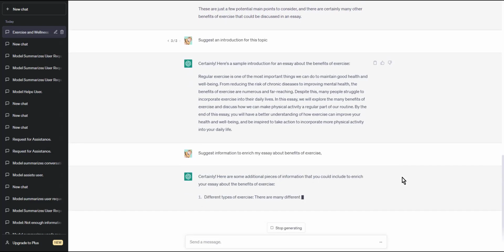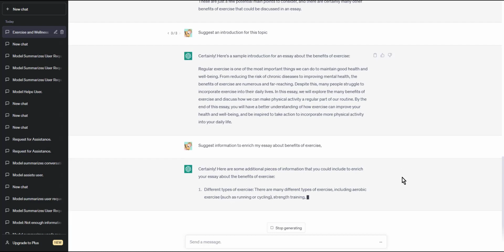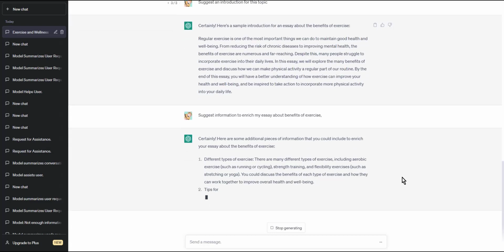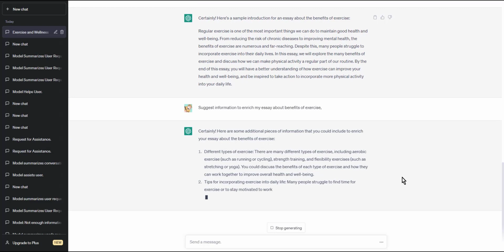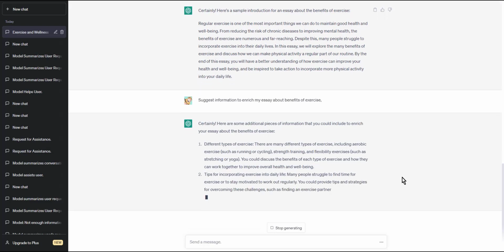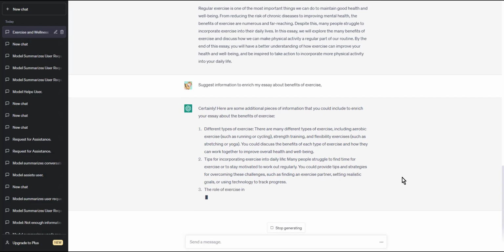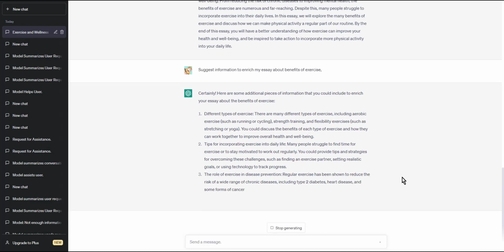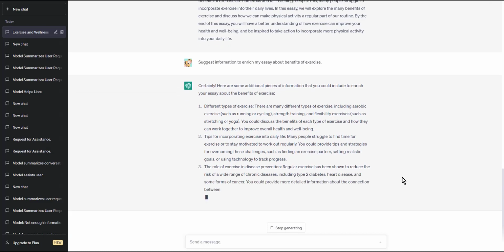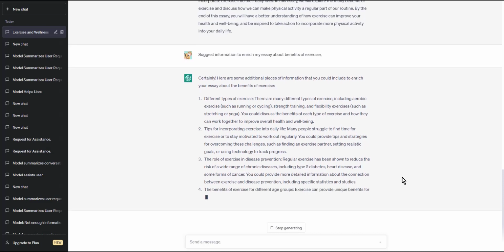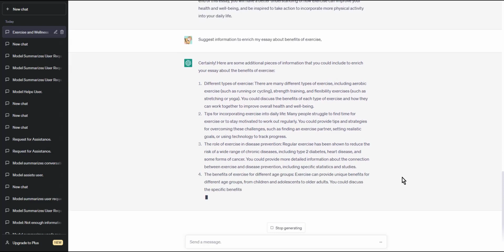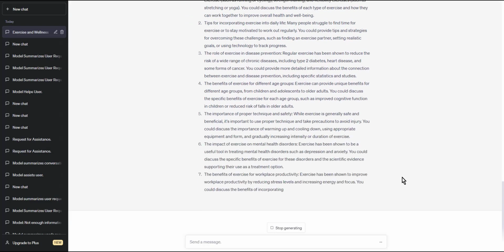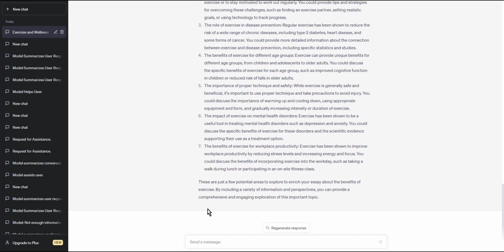The body paragraphs are where you will elaborate on the main points and subpoints you outlined earlier. ChatGPT can also write these paragraphs by suggesting relevant information and supporting evidence for each point. For example, if your essay is about the benefits of exercise, as we mentioned before, ChatGPT might suggest information like, according to the American Heart Association, regular exercise can reduce the risk of heart disease by up to 35%, or studies have shown that exercise can release endorphins in the brain, which can improve mood and reduce stress.